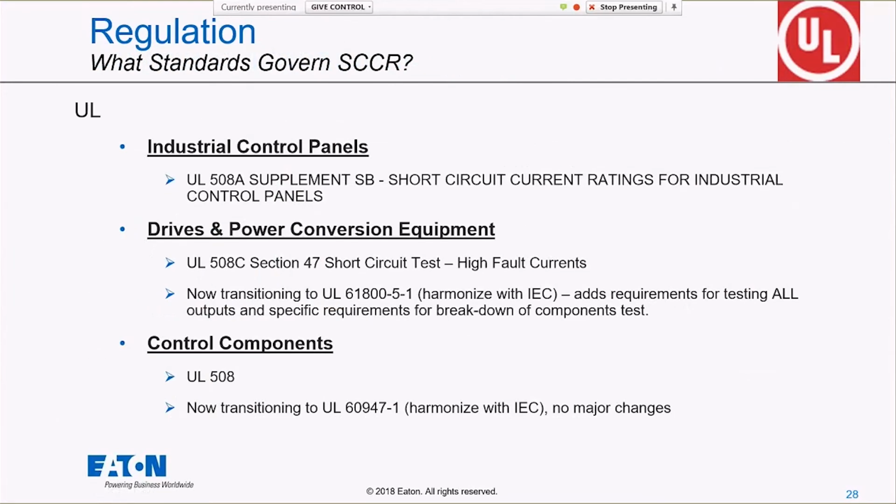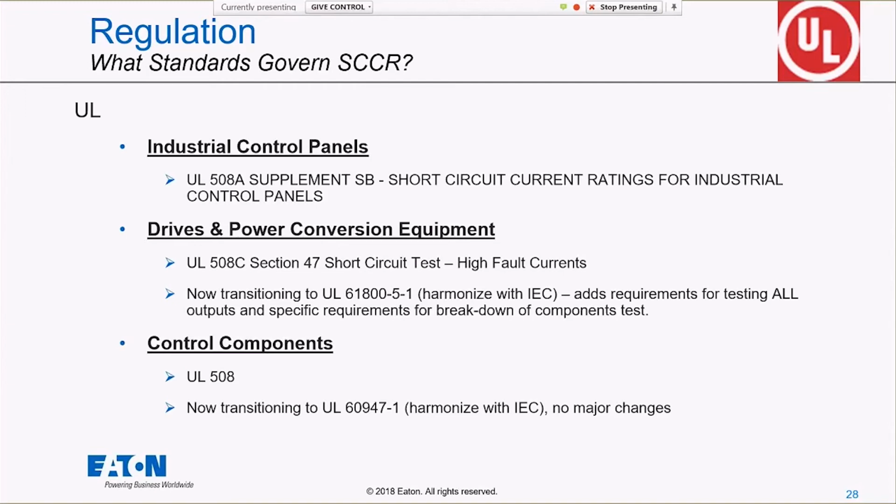So with that, I'm going to go into UL, right? The UL listings that govern short circuit current rating for industrial control panels. That's UL 508A. I don't know how many are officially UL 508A panel shops, but even if you are not a UL 508A panel shop, the only accepted method to determine short circuit current rating is the UL 508A Supplement SB method. So even if you're not designing to UL 508A, if you're not putting that sticker on it, to determine the short circuit current rating, you still must use UL 508A Supplement SB to determine that value.